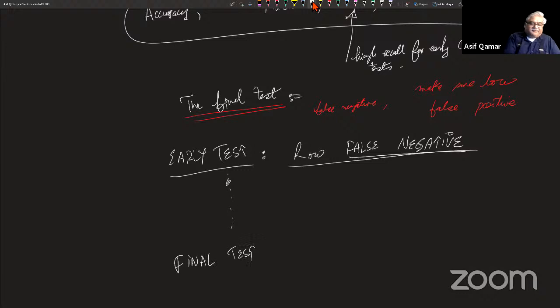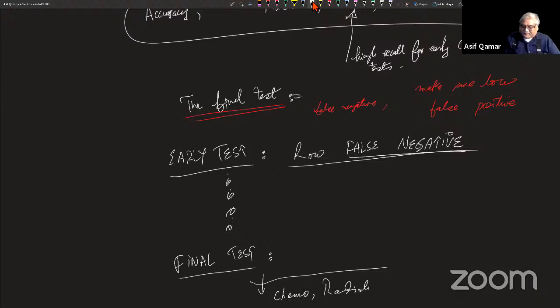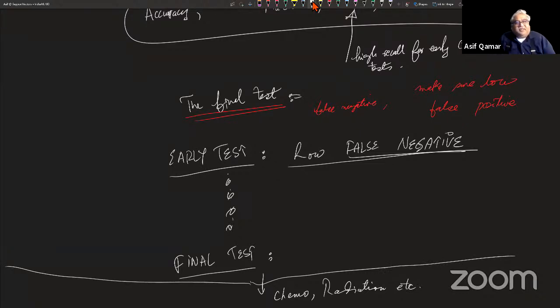And then let's say that there's a final test. Let us say that all of these other tests are still saying you may have cancer. You want a final test, because beyond the final test is chemo, radiation, etc. And you know that these are very brutal treatments. They do remove the cancer, but in the process, they practically kill the patient and do a lot of damage to the patient. So you don't want to send somebody for chemo who is actually healthy.